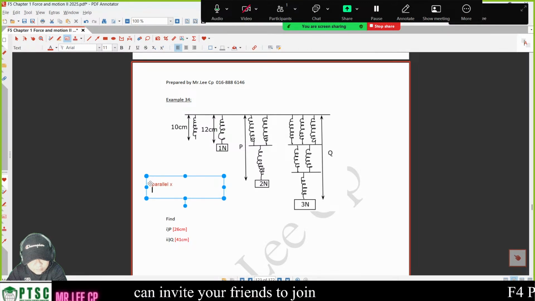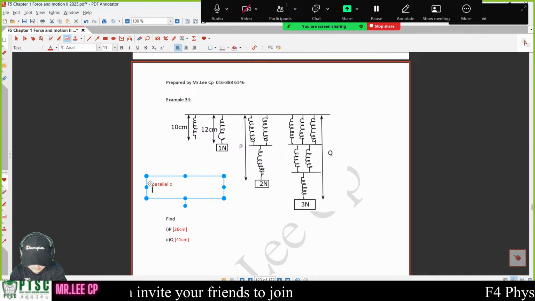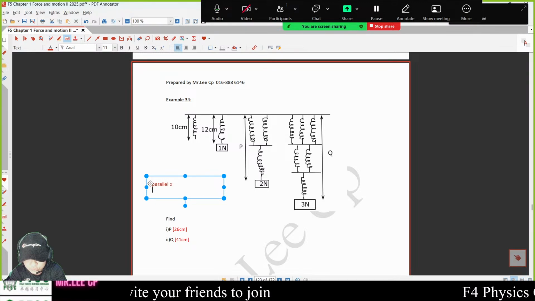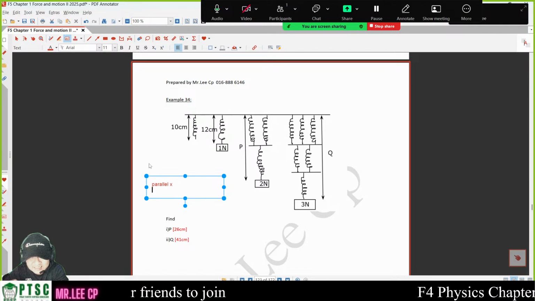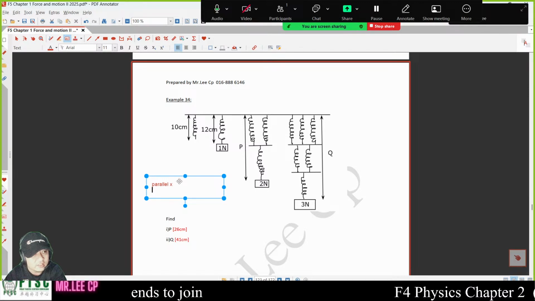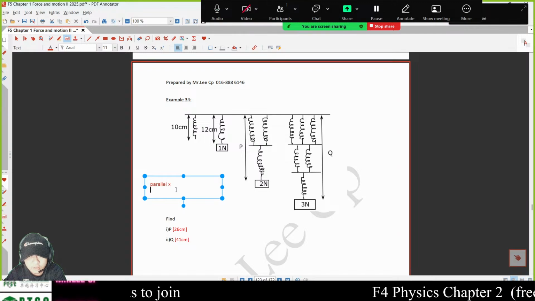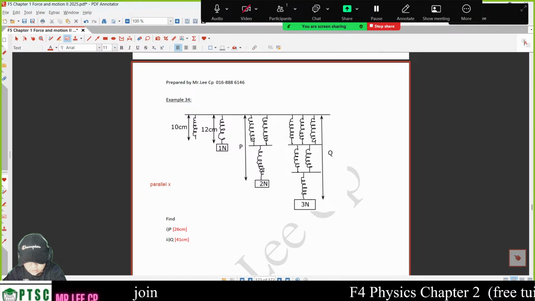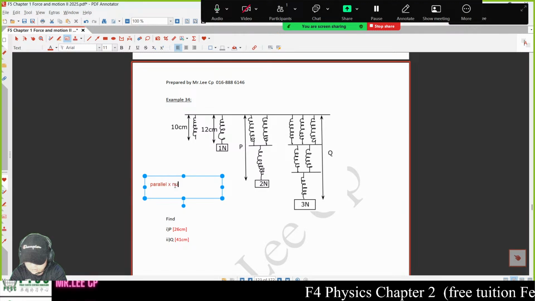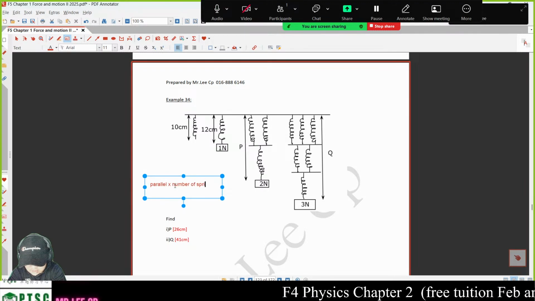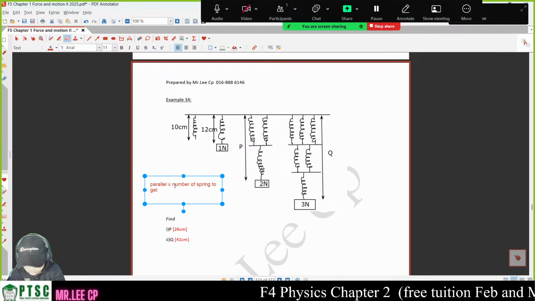Now, if you have springs arranged in series, you don't need to do anything. You just calculate one by one. That is how I do it. Parallel, the K you times by the number of springs to get K.